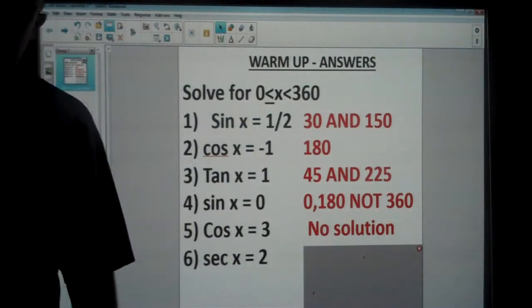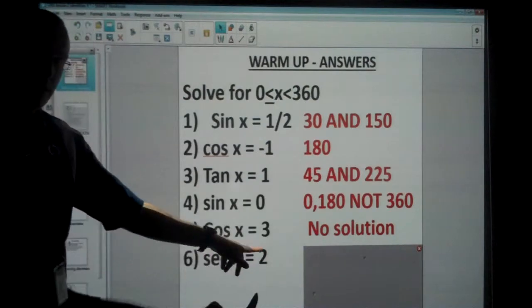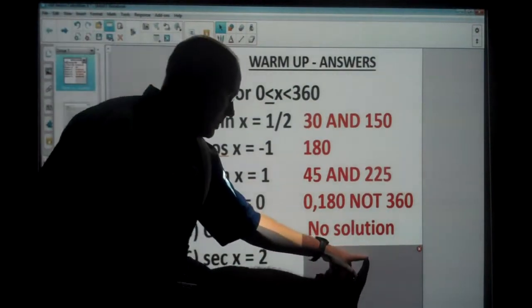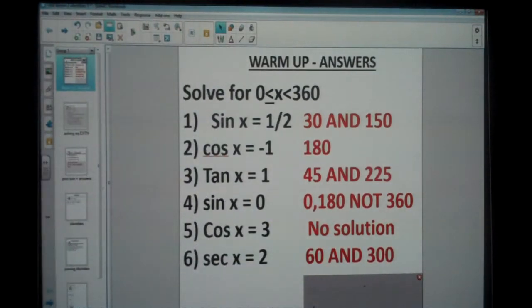Now, for the last question, there is no inverse secant button, but we do know secant is the reciprocal of cosine. So this question is actually the same as, if you take the reciprocal of both sides, cosine x equals 1/2. The first value for cosine would be 60, and then 360 take away 60 would give us 300, which would give us our first solution. So, that was the warm-up we did today.